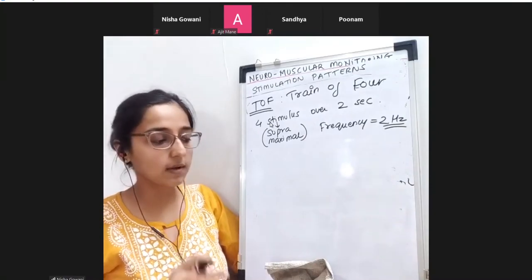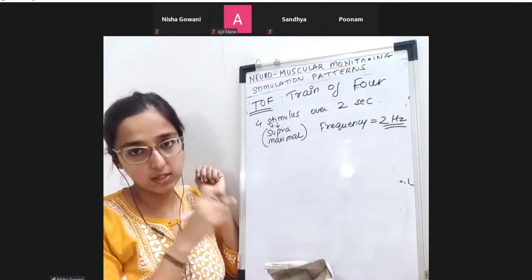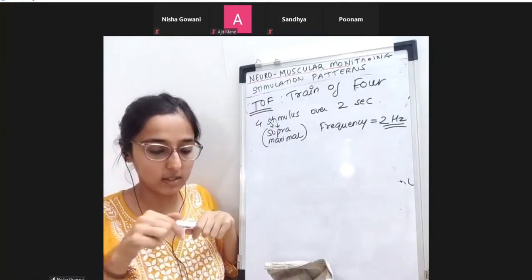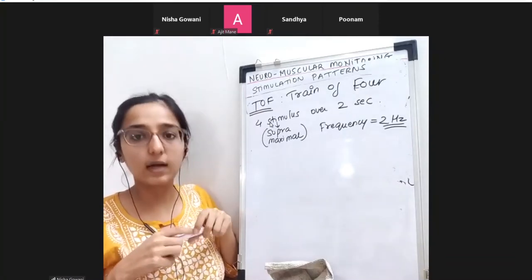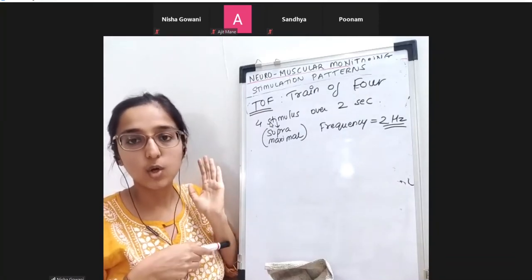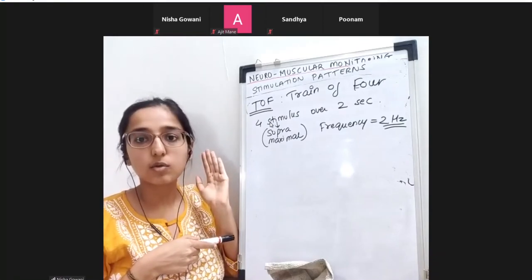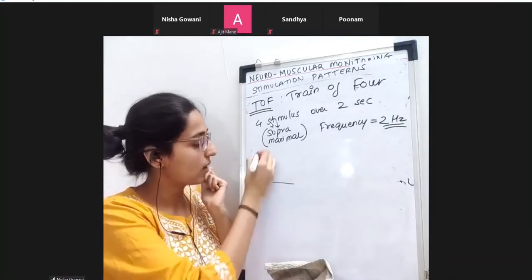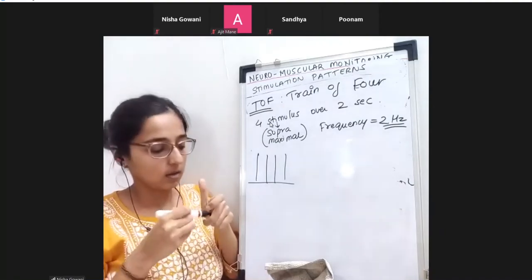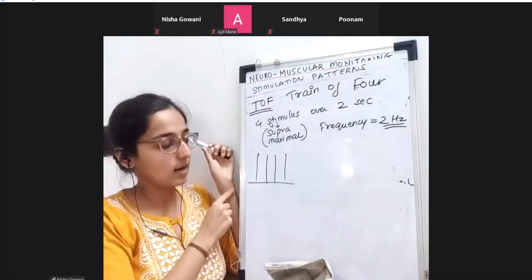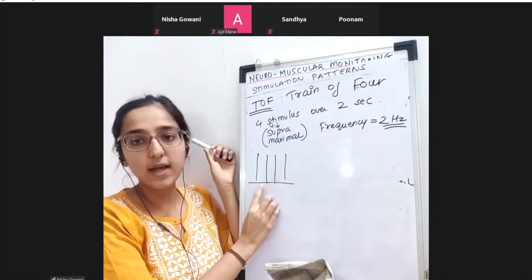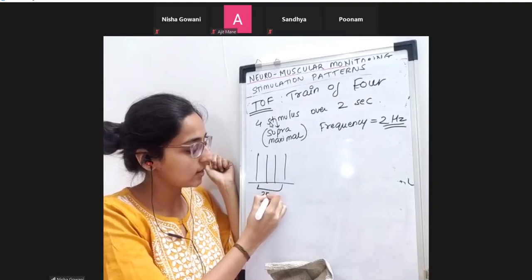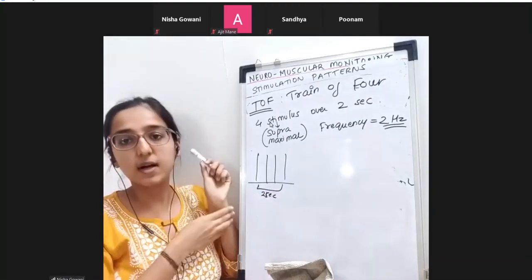Okay. So now I have given that current over here. I have pressed the button on that monitor, on that device. 4 electrical currents will pass. So 30 milliampere, 4 currents will go. If I want to show you as a graph, I will show you like this. 30 milliampere current went through the ulnar nerve, then gap, then 30, then gap, 30. So like that, 4 times 30 milliampere currents have gone over a time period of 2 seconds.